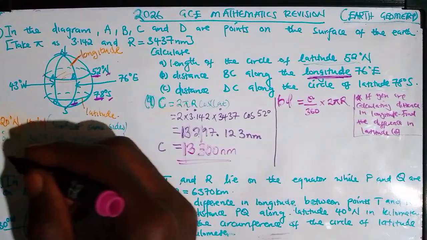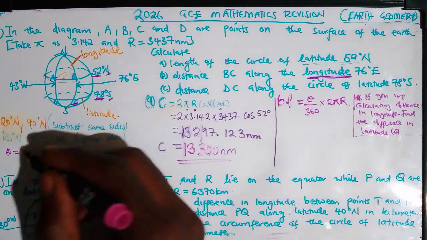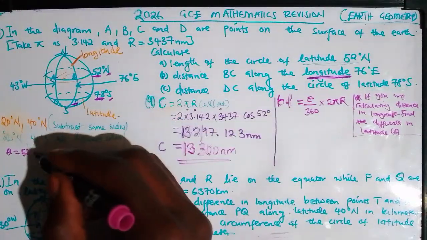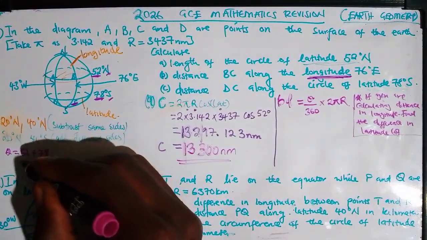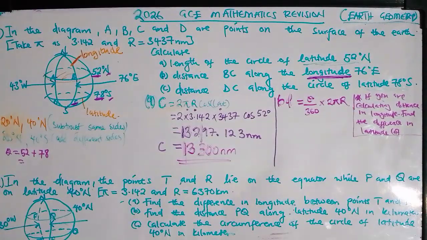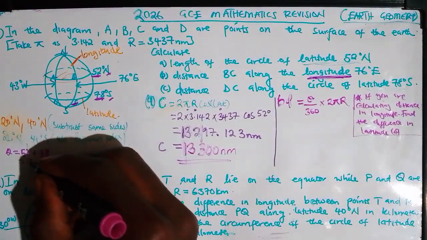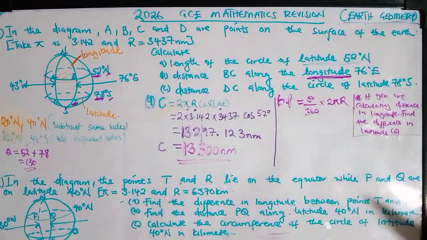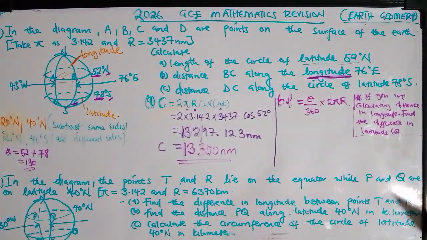So the difference is 52 plus 78, which will give us... where's my calculator? Yeah, so you add. What are we adding? We are adding 52 plus 78, which gives us 130. So our angle which we are going to use here is what? 130.